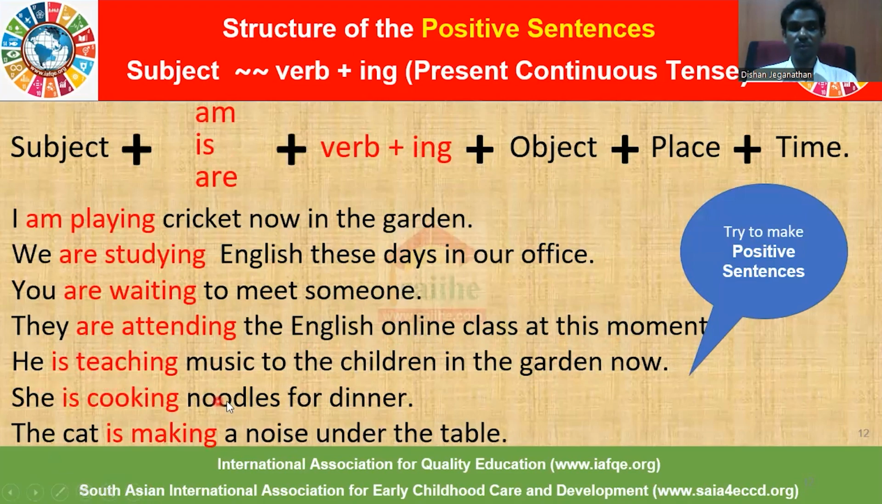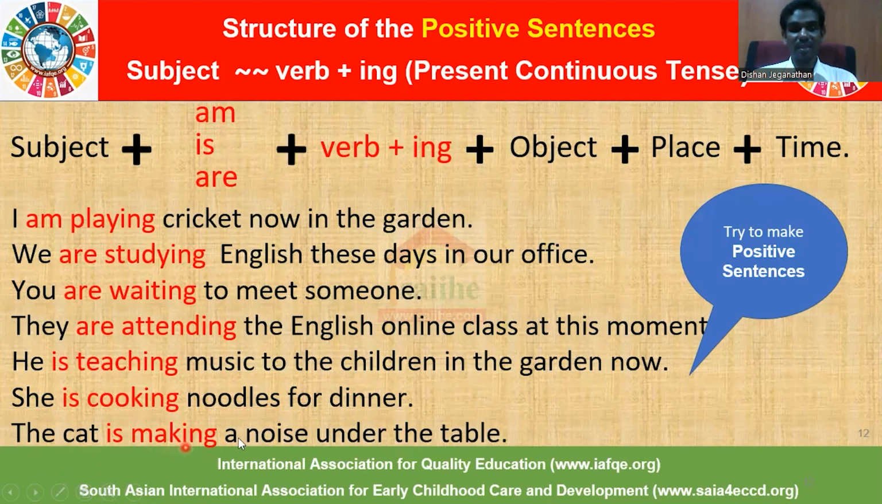He is teaching music to the children in the garden now. He is the subject plus is, the verb plus ing is teaching, object is music, followed by to the children in the garden now. She is cooking noodles for dinner. She is the subject plus is, verb plus ing is cooking, object is noodles for dinner.